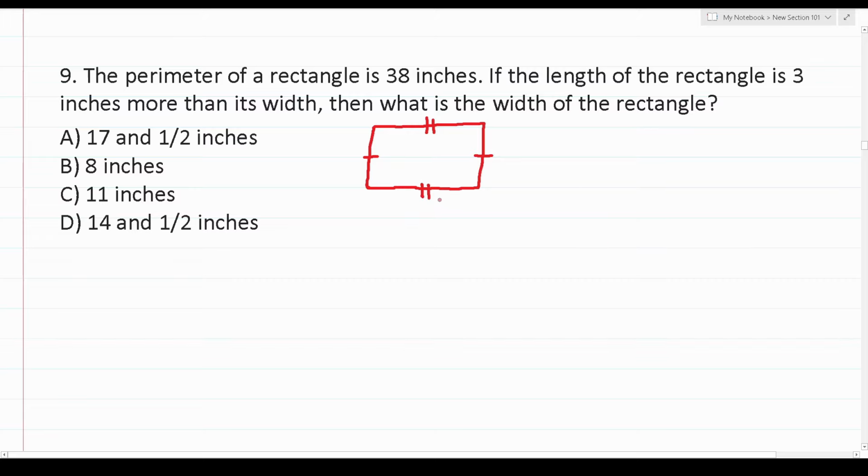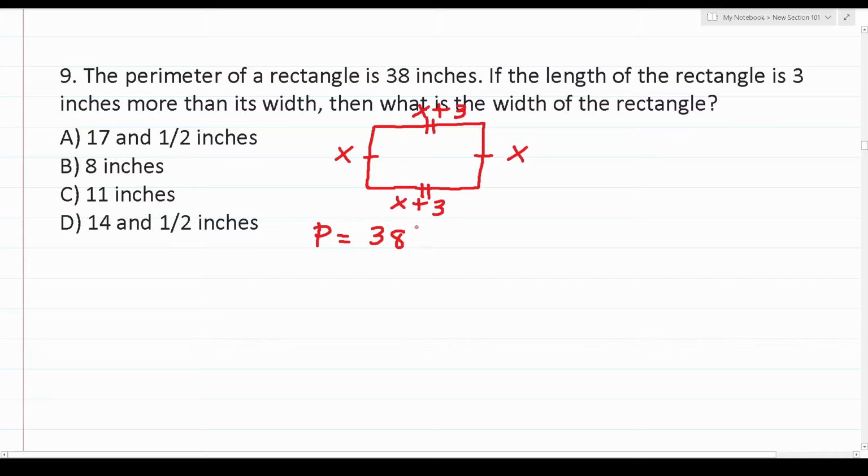Well, according to this problem, our rectangle has a perimeter of 38 inches. So in other words, P, our perimeter, is 38. And we know its length is 3 more inches than its width. Both of those, as it happens, are unknown values. And in math, you typically represent unknown values with letter variables. So I'm going to call its width x. And if this width's x, that means this width over here is also x. And again, according to the problem, the length is 3 inches more than the width. So that means that this length here is going to be x plus 3. And this length is the same as this one. So if this one's x plus 3, then this one's also x plus 3.